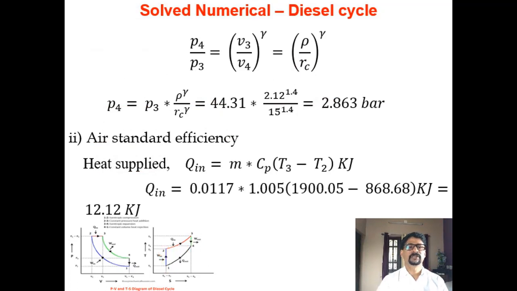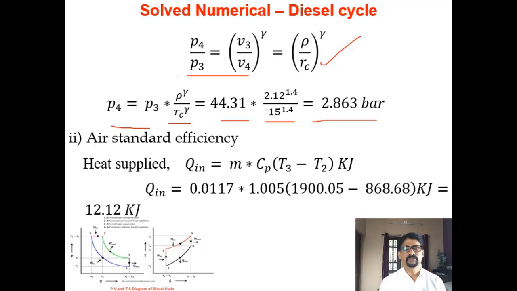Similarly, for process 3 to 4, that is the isentropic process, we have P4 by P3 is equal to V3 by V4 to the power gamma. Now I am directly writing V3 by V4 as rho by RC, so to the power gamma. So P4 is nothing but P3 into rho to the power gamma divided by RC to the power gamma. So substitute P3 as 44.31 and rho, RC, gamma. You'll get the pressure at 4, that is P4, as 2.863 bar. So the first answer is over: pressure and temperature at the salient points. Salient points are nothing but 1, 2, 3, 4, but 1 will usually be given. T1 and P1 will be given generally.